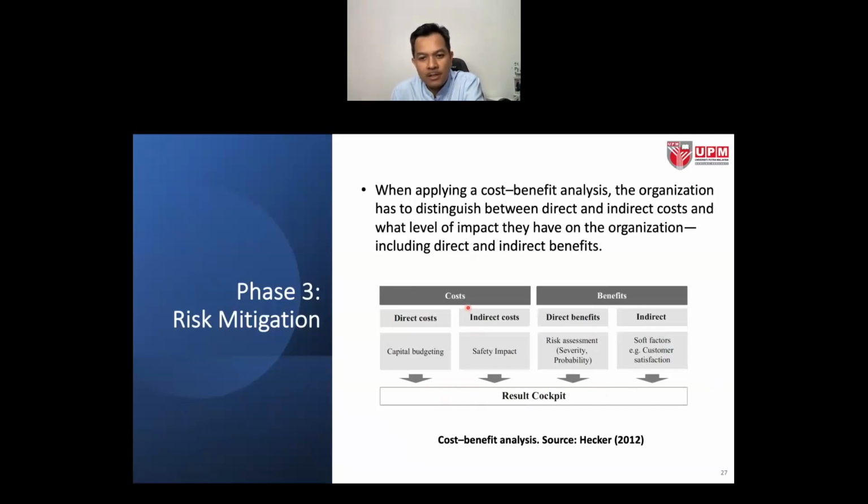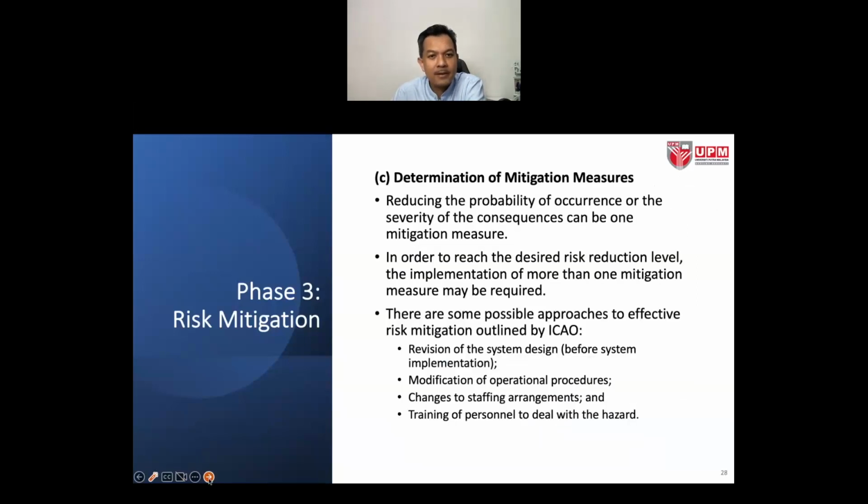So you have to make a decision on the costs and benefits. And then determination of mitigation measures: reducing the probability of occurrence or the severity of the consequences can be one mitigation measure. In order to reach the desired risk reduction level, the implementation of more than one mitigation measure may be required.